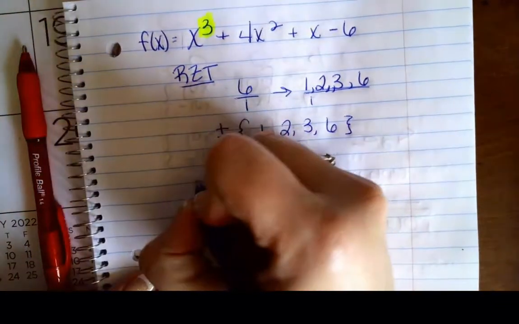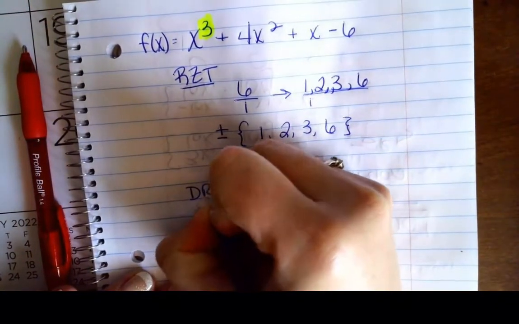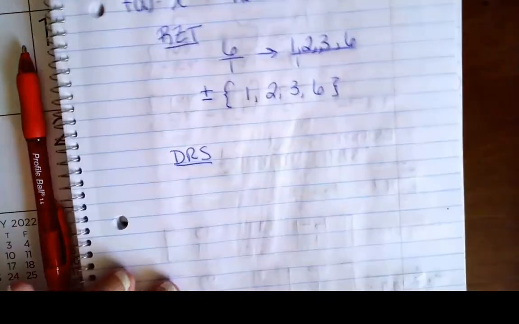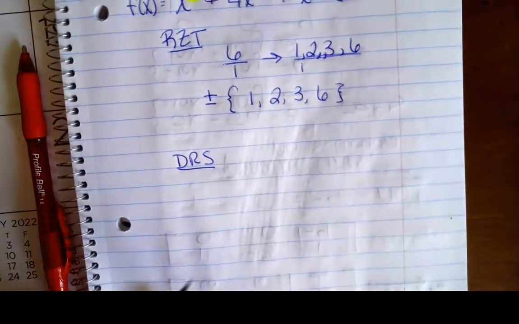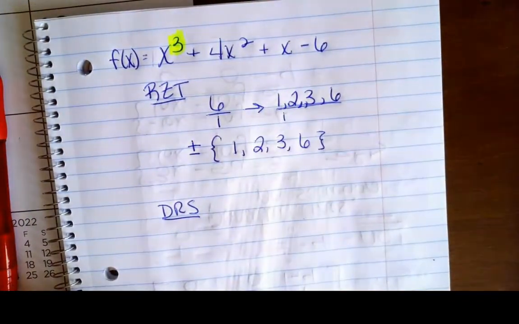The next thing I want to look at is how many of each I'm going to find. So Descartes' rule of signs. What I'm going to do first is just count the sign changes from left to right.